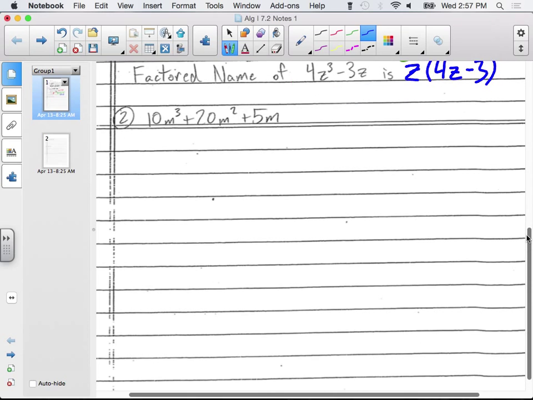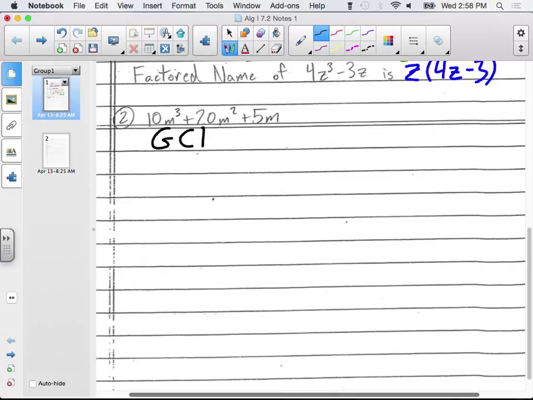All right, moving on. Number 2. There are 3 terms in here, so what kind of polynomial is it? A trinomial, right? Are there any subtraction signs? Nope, so we can just leave it alone.